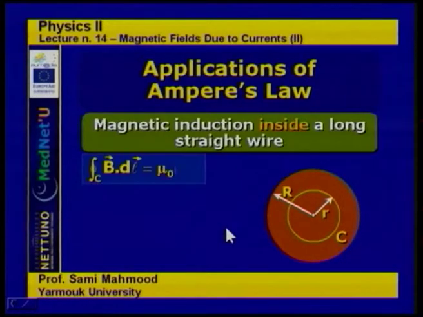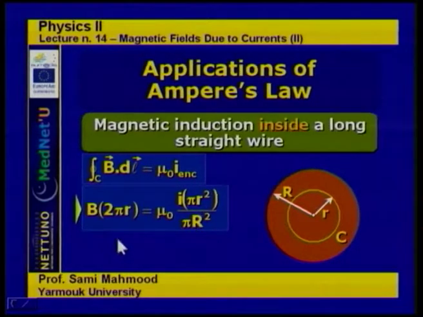And now here we apply Ampere's law. B dot dl integrated over the Amperian path is equal to mu naught I enclosed within C. That's not all the current I. It's different from the previous case. In this case, B times the Amperian length, which is 2 pi times r, is equal to mu naught times the enclosed part of the current.